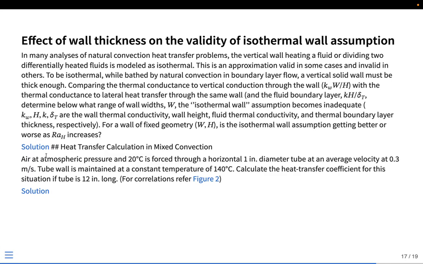Yeah. And the next question here is on a mixed convection problem, where air is maintained inside a, so let me explain the problem.